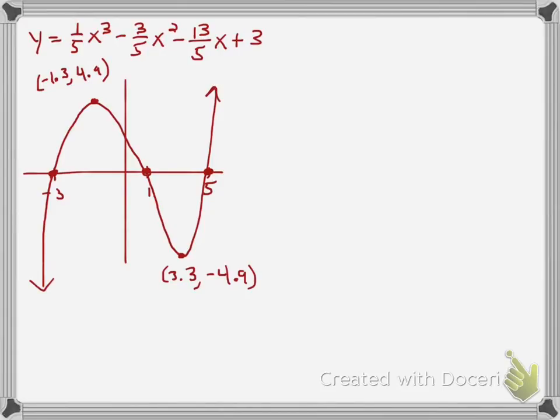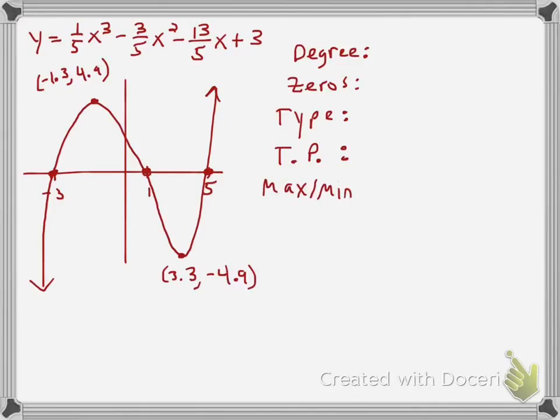All right. Now, once you have that drawn, we're going to identify the exact same information. Our degree, our zeros, type of zeros, turning points, I'm just going to label it as TP, max or mins, our increase, our decrease, and then our end behavior.